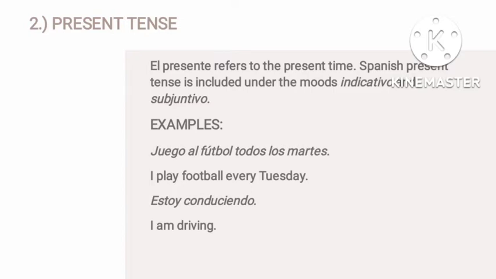Next is the present tense, or el presente. It refers to the present time. Spanish present tense is included under the moods indicativo and subjuntivo. For example, "estoy conduciendo." I am driving.